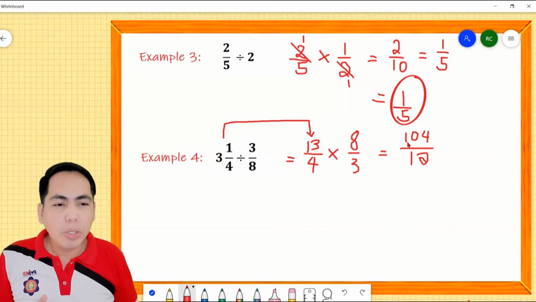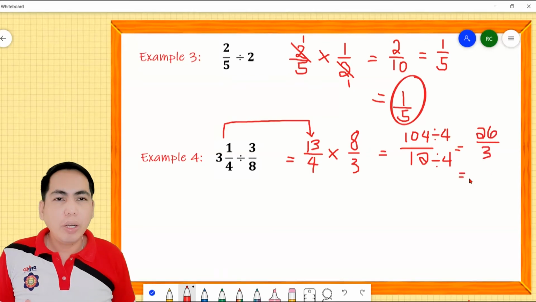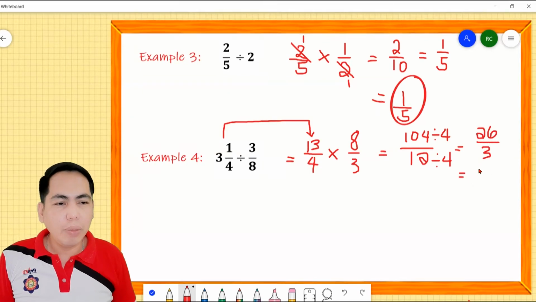We can reduce 104 over 12 by dividing the numerator and the denominator by 4. 104 divided by 4 will give us 26 over 3. Or in mixed number form, that is equivalent to 8 and 2/3.